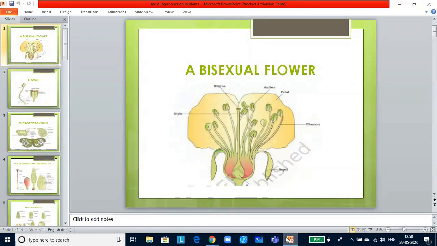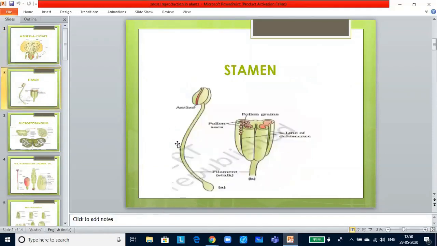Androecium is the male part of the flower represented by the stamen. Each stamen is made up of a slender filament which supports the anther. Anther produces the pollen grains. Now, gynoecium is the female part, and it is represented by the pistil. Pistil consists of a basal swollen portion called the ovary, from which a slender style arises. At the tip of the style is the stigma.